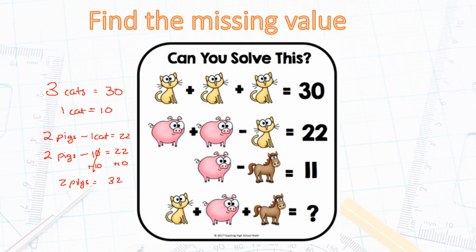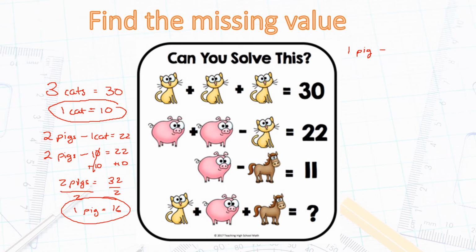To get 1 pig on its own, I would divide both sides by 2. And I would get 1 pig is 16. So pig is 16, cat is 10. Then going down to the third one, 1 pig minus 1 horse equals 11.